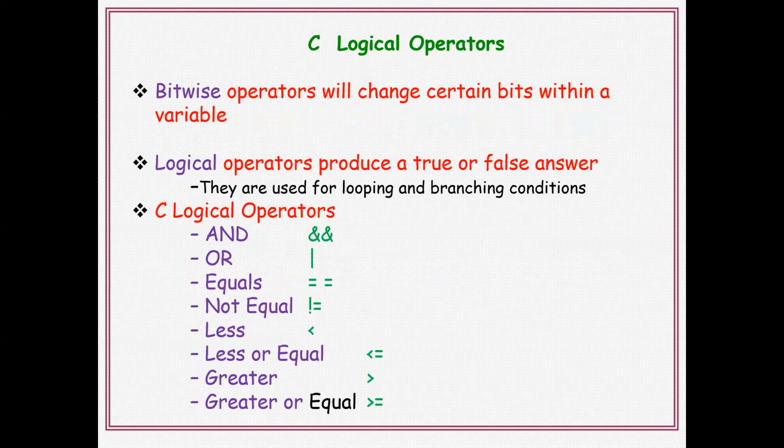Next one is C logical operators. Bitwise operators will change certain bits within a variable. Logical operators produce a true or false answer. They are used for looping and branching conditions. Logical operators are AND, OR, equals, not equals, less than or equal, greater than or equal. These are the C logical operators.